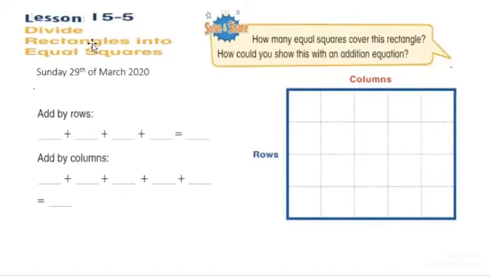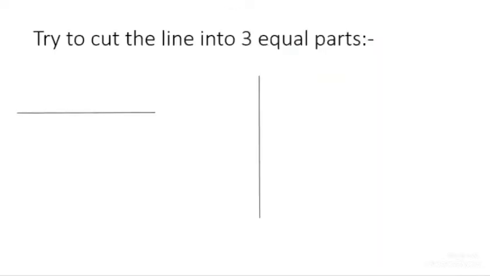Our lesson 15.5 is about dividing rectangles into equal squares. If I have a rectangle like this, I want to cover the area inside by square tiles. Before we start, I want to cut this line into 3 equal parts. Who can make it with me?